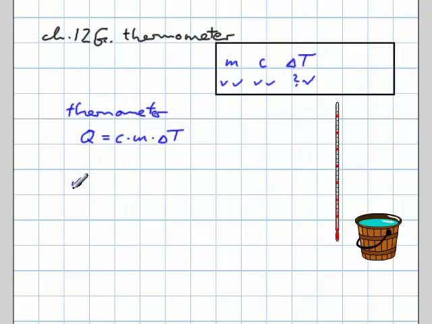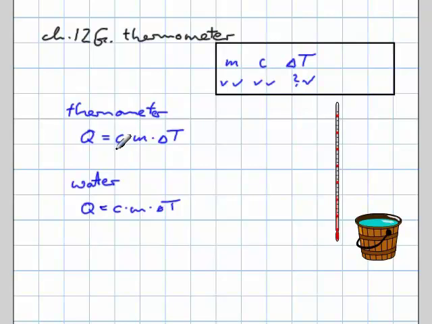Then for the water, it's the same kind of equation, Q equals C times M times delta T. Okay, that was supposed to be looking a little nicer. So there's the C for the water. And then we realize that the water being at a higher temperature than the thermometer is, the amount of heat that flows out of the water and the amount of heat that flows into the thermometer are equal. That, of course, has to do with the conservation of energy.